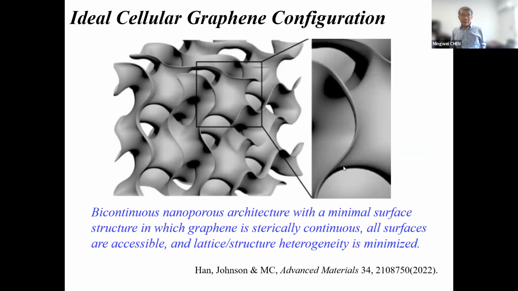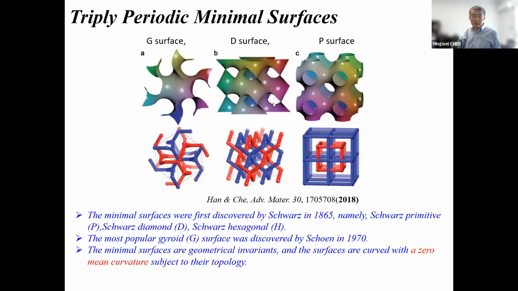So one idea that came to our mind is that we are trying to design this kind of configuration for 3-dimensional graphene. Basically it's bicontinuous, a nanoporous structure, where all the graphene sheets interconnect in 3 dimensions and the pore channels are connected in 3 dimensions. This kind of structure is not new for material scientists or for mathematicians. People have known this kind of configuration for years.